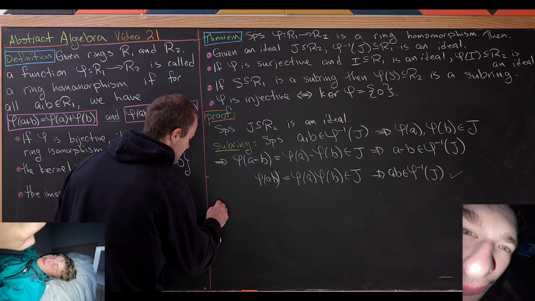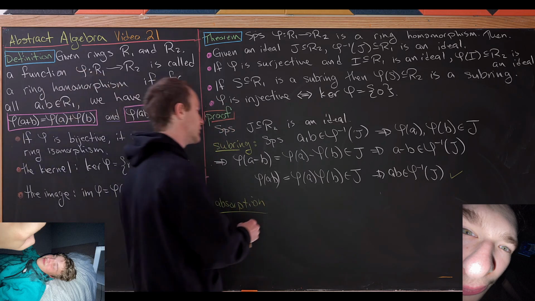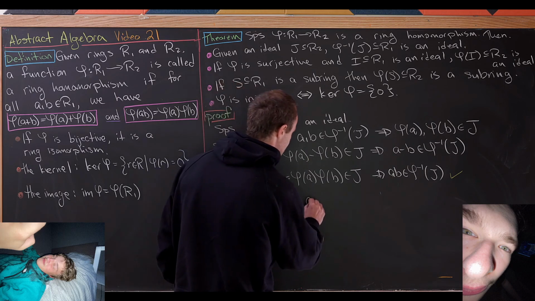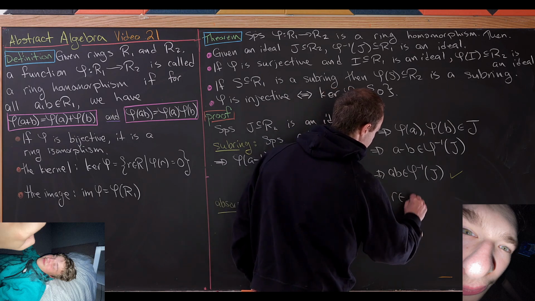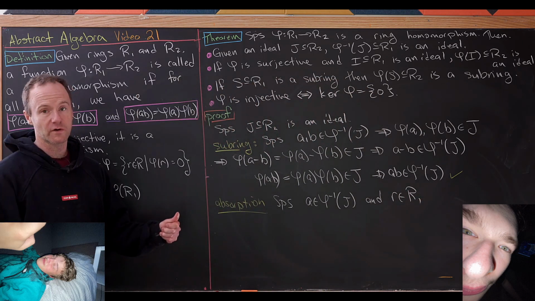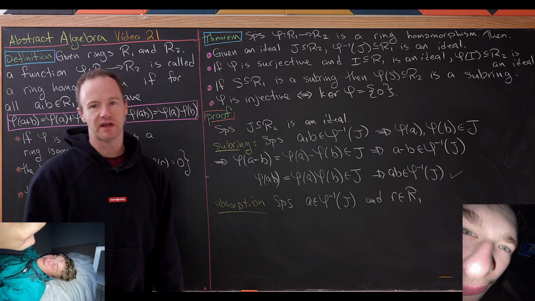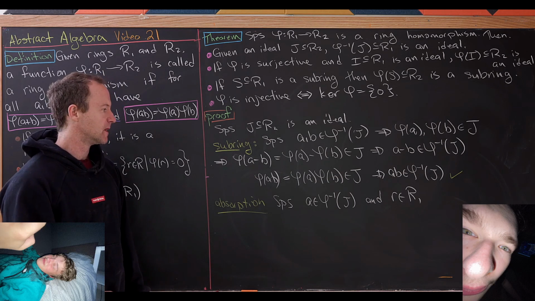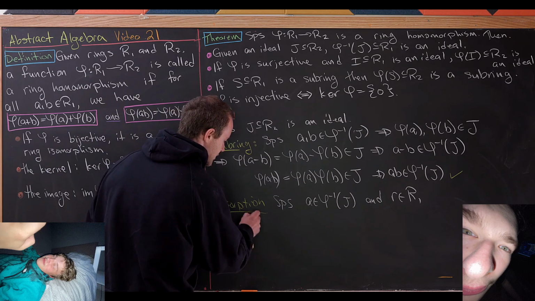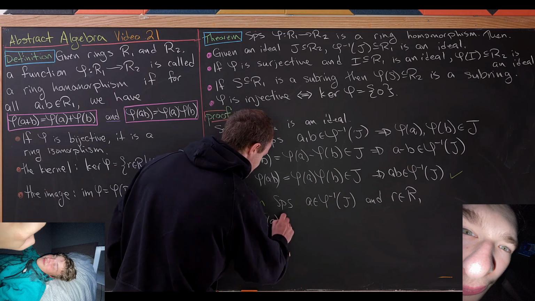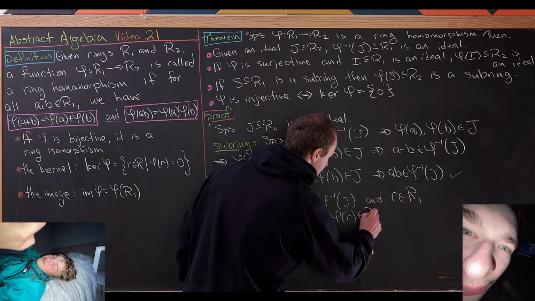Okay, so now let's prove the absorption property of an ideal. And so how do we do that? Well, let's suppose that A is an element of phi inverse J and R is an element of R1. So in order for this pre-image to be an ideal, we need R times A to be inside of the pre-image, and also A times R. Okay, but before we do that, we need to do a preparatory calculation, and that is, let's notice that phi of A is inside of J, and phi of R is inside of R2.